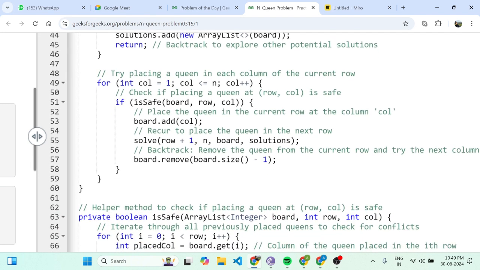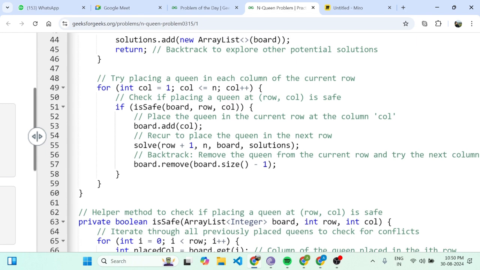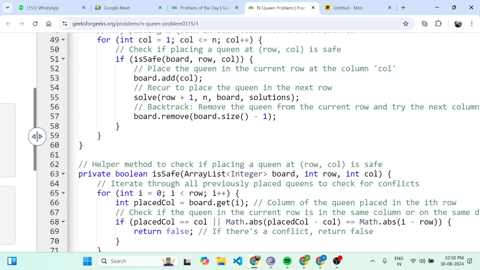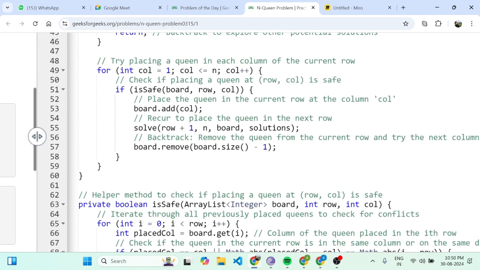Okay, now we are trying to place a queen in each column of the current row. So I'm starting the column as 1. So this is 1-based indexing. So I'm starting the, no, sorry, this is 0-based indexing. I'm starting the column as 1 for the first column. And I'm traversing it while column is less than or equal to n, column plus plus.